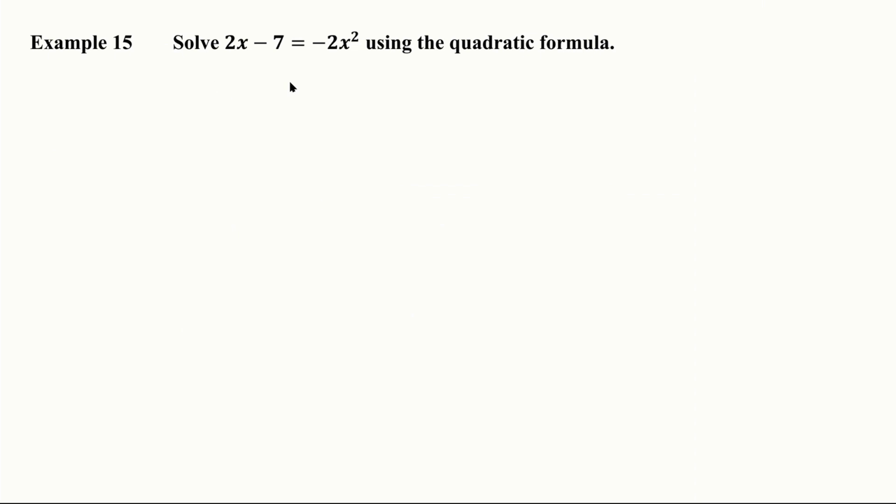Okay, so let's go ahead and solve this equation using the quadratic formula. Remember, this equation is not quite ready to be solved using the quadratic formula first. We have to put it in the proper form, which is ax squared plus bx plus c equals 0, right? So we're going to move the negative 2x squared to the other side, by adding 2x squared to both sides. So change sides, change signs. It becomes positive 2x squared plus 2x minus 7 equals 0.